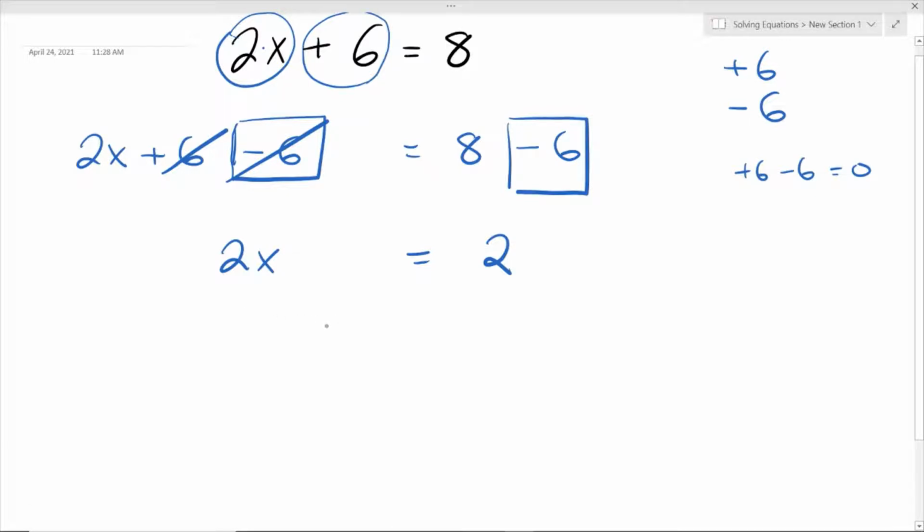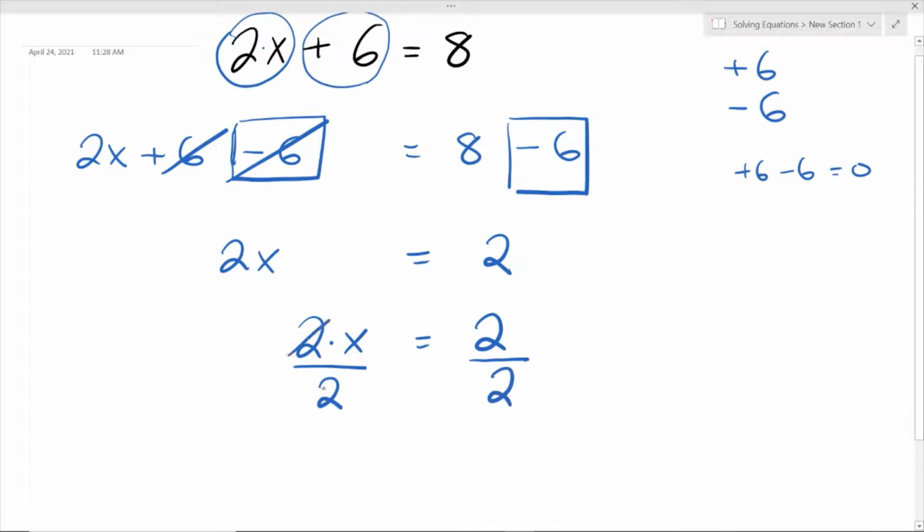Now I have 2x equals 2, which is 2 times x equals 2. The opposite of multiplication is division, so I'm going to do the opposite. Why am I doing that? Because I want to isolate for x. The ultimate goal is to get x by itself, and when we get x by itself, we are isolating for x. We want to get rid of other numbers that are beside x and on the same side of the equation as x. So that's why we're going to get rid of 2.